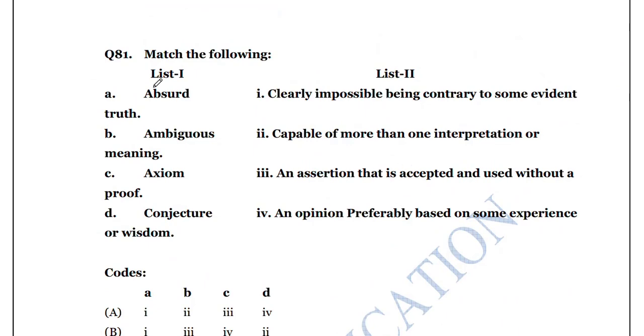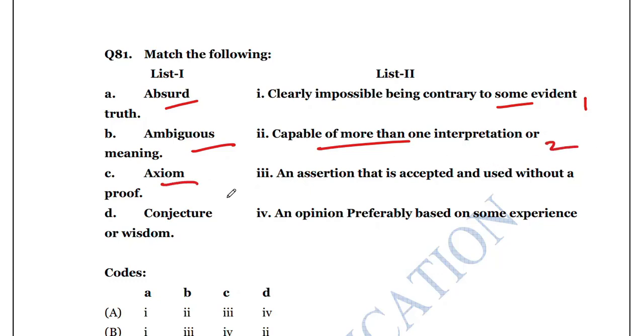The next question is match the following. Absurd means clearly impossible, being contrary to some evident truth. Unambiguous means very clear. Ambiguous means there is some confusion, more than one interpretation, more than one meaning. Unambiguous means very, very clear. So ambiguous means capable of more than one interpretation or meaning. So this one is the second one.